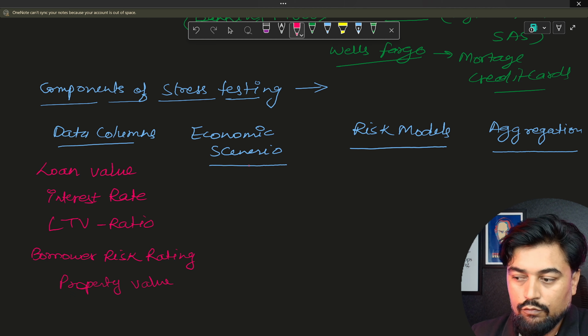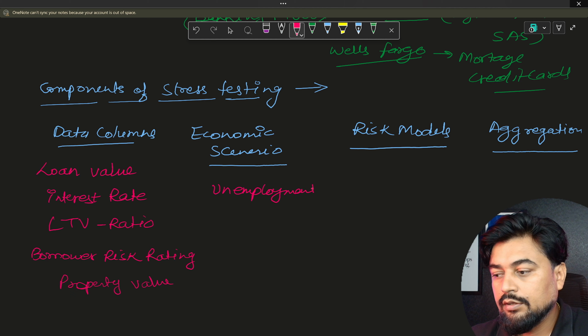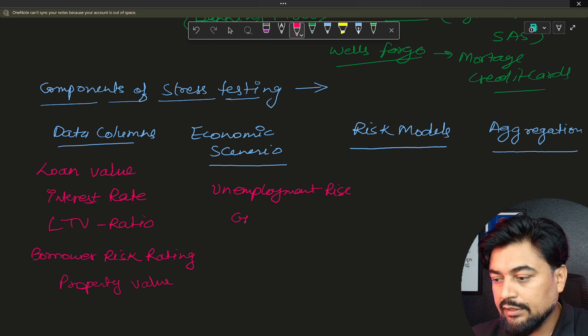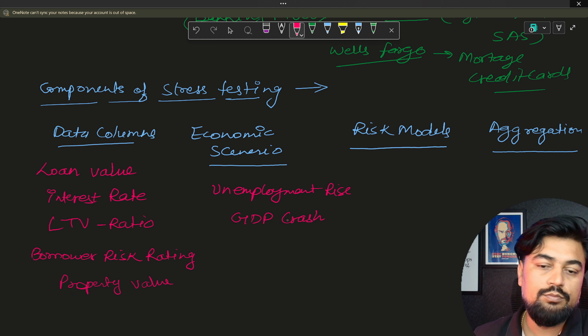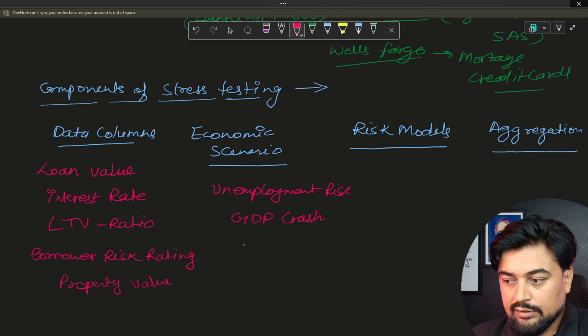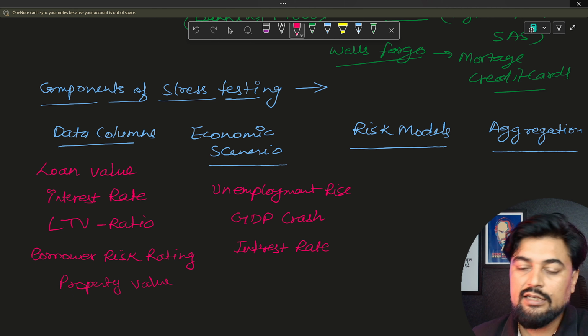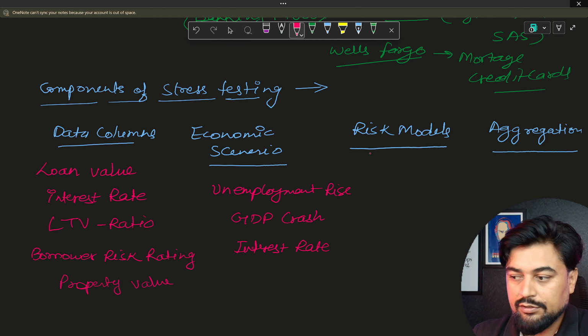value. Now what are the economic scenarios? Let's say unemployment rises due to any economic slowdown. Then suddenly the GDP of the country crashes because of multiple reasons. Then the interest rate is suddenly increased by the central body of that particular country. That can be one reason.